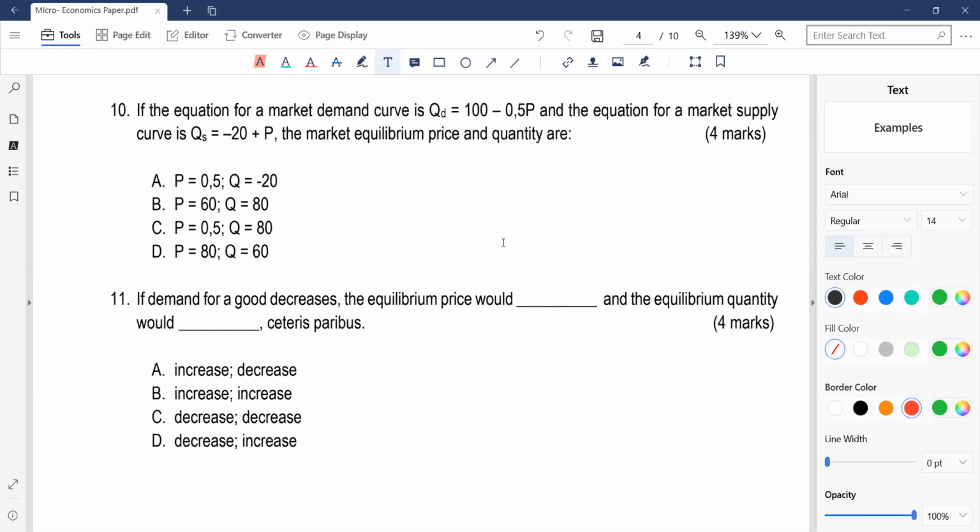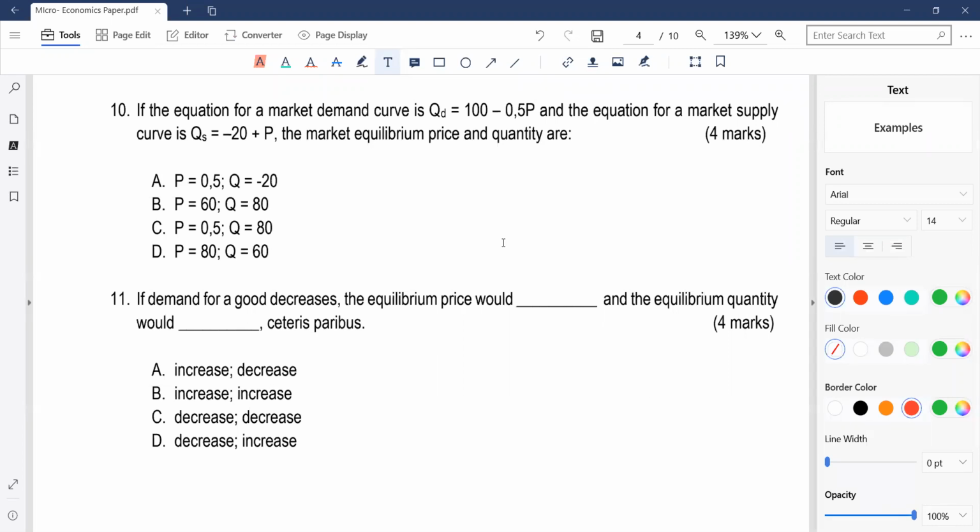So if you take your 80 and put it on the price, you get 0.5 times 80, which is 40, and 100 minus 40 is 60. Then you take your 80 and put it there: 80 minus 20 is 60. So 60 is 60, right? That's why our D is right. So you can also do the trial and error. But the correct way is the way I've done it. You do an equation.